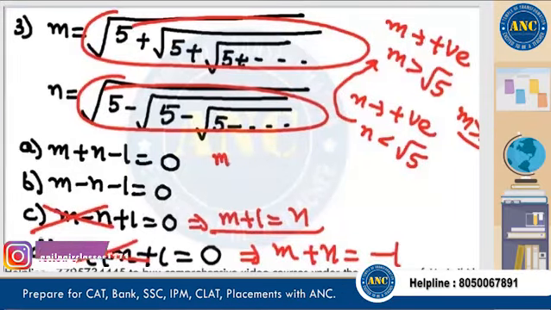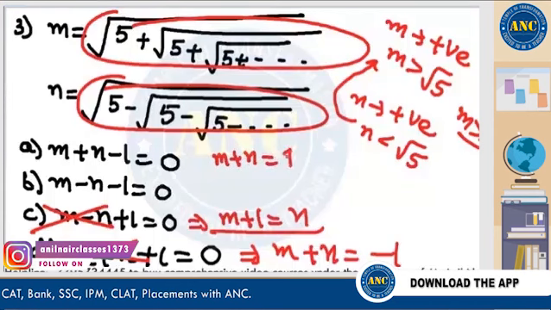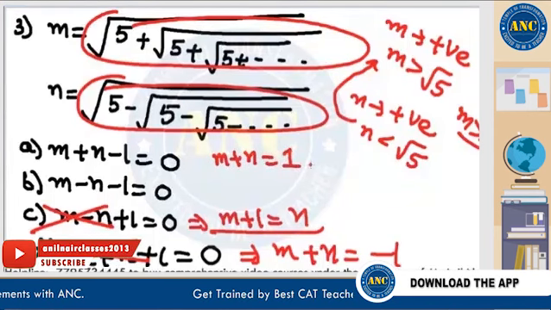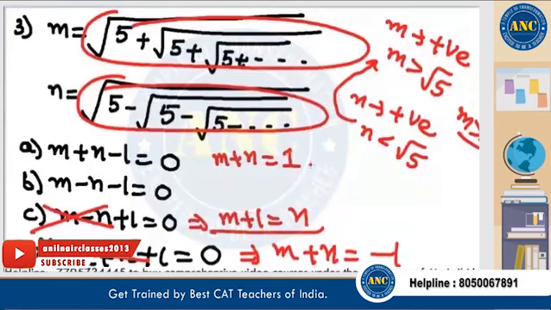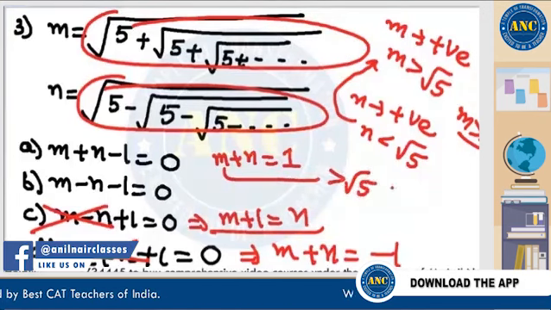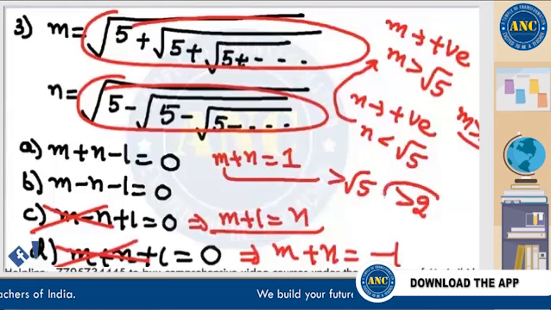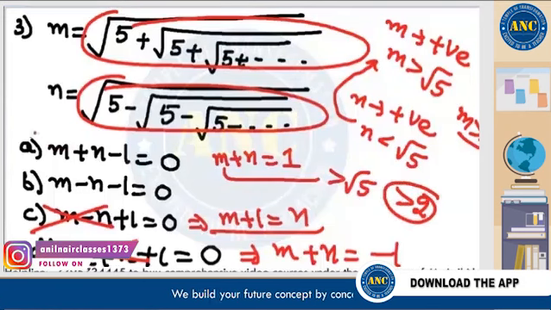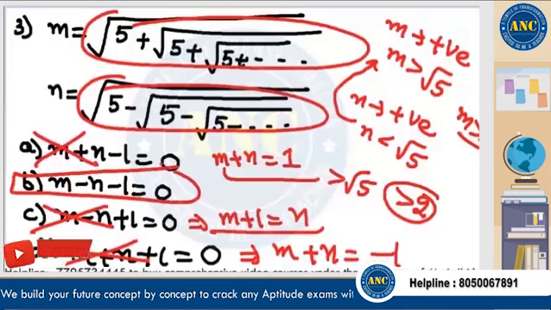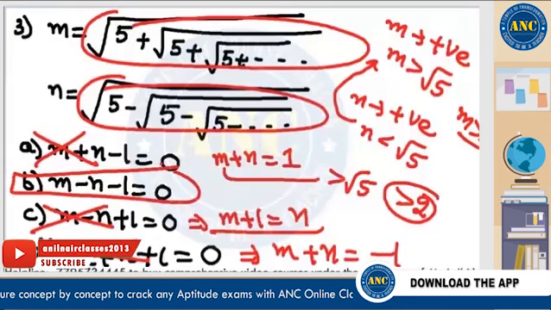First one, m plus n equivalent to 1. So how much will it be? M itself is greater than root 5. Greater than root 5 means m itself is greater than 2. Greater than 2 plus positive, how can it be 1? Answer is m minus n minus 1 is 0. How easy is it to solve?